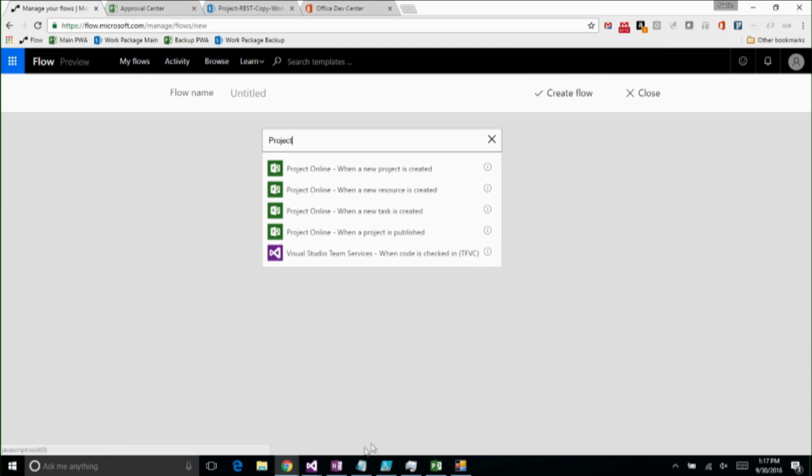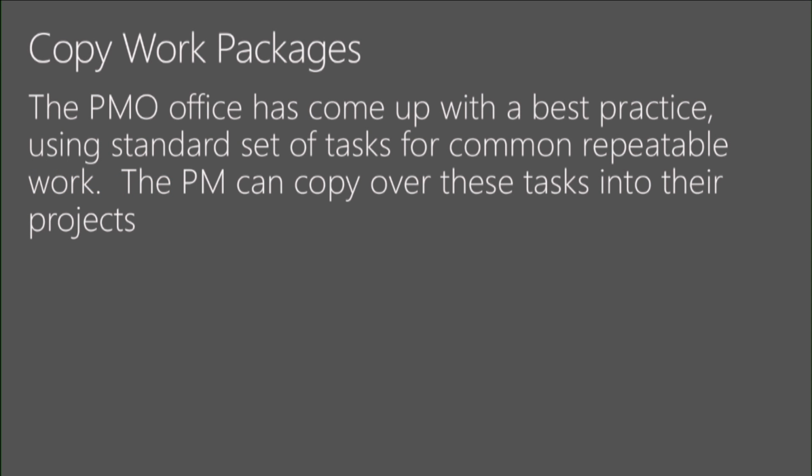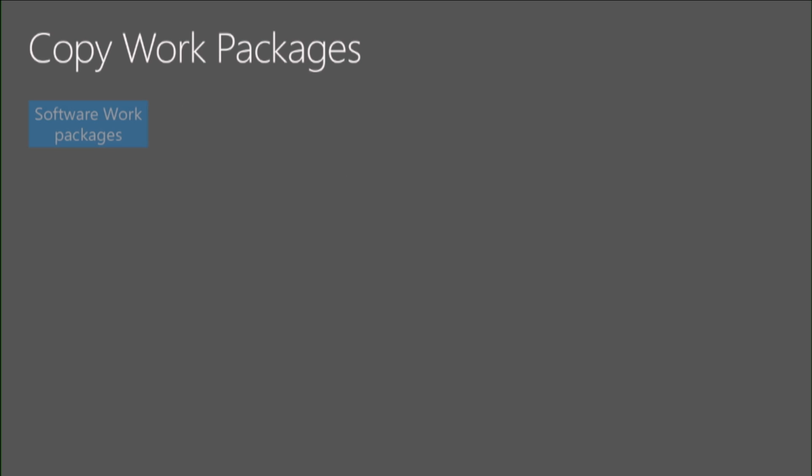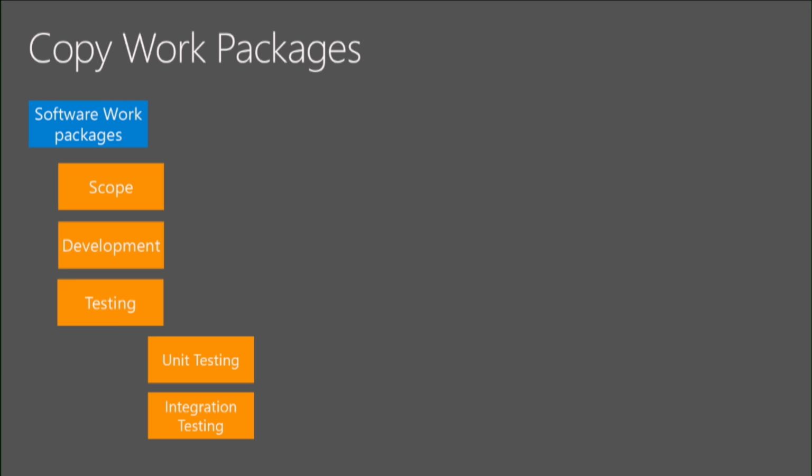Okay, so I'll talk a bit more about the app I want to build next. There's some logic that needs to be understood. So the copy work package. As I said, there's already a demo of this using JSON, and I'm going to be doing one with REST. So the scenario here is the PMO office has come up with a best practice using a standard set of tasks for common repeatable work, and the PM can copy these tasks over into their projects. And so the way these tasks are defined is we have software work packages. There's a bunch of summary tasks, which are the blocks of unit I can copy, and the light blue squares are the tasks I want to copy over.